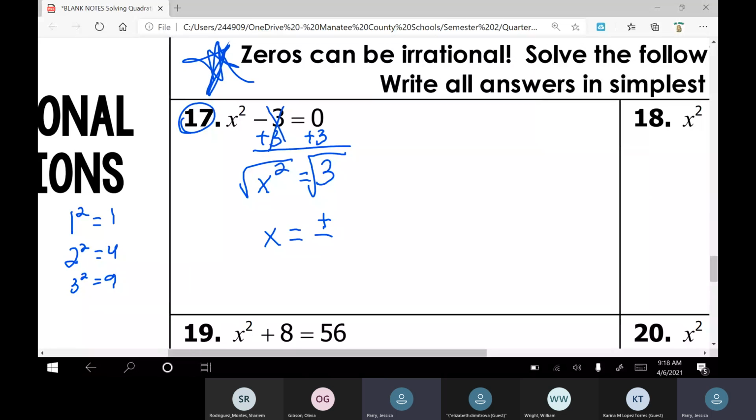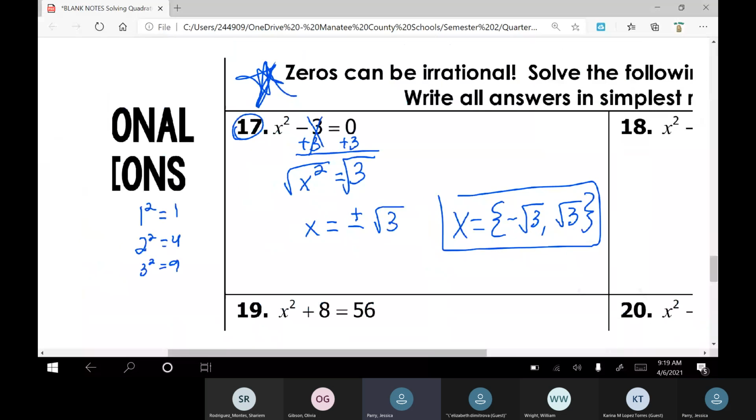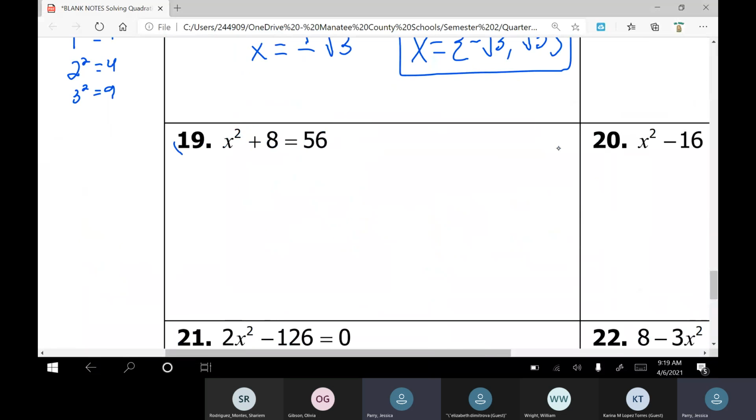So for this one, you would just leave your answer as a square root of 3. Positive or negative square root of 3. You can have that square root as your answer as long as it's positive. Okay, so that's our answer. Just continue writing it in the same format like we've been doing. X equals, that squiggly, negative square root of 3, and then positive square root of 3. That would be your final answer. That's how you would write it out, leaving it as a square root, a positive, and a negative form of it. Let's do another one, number 19.